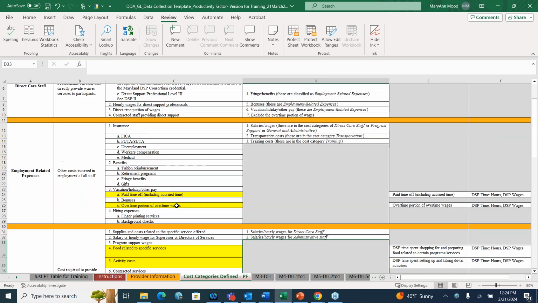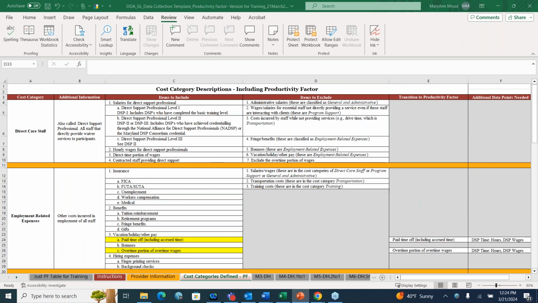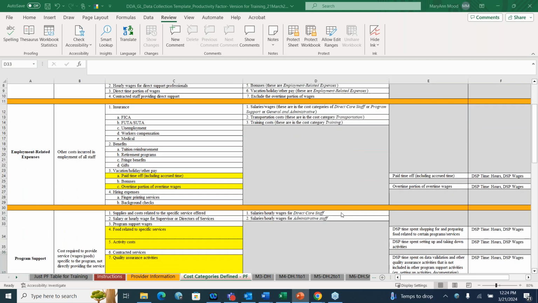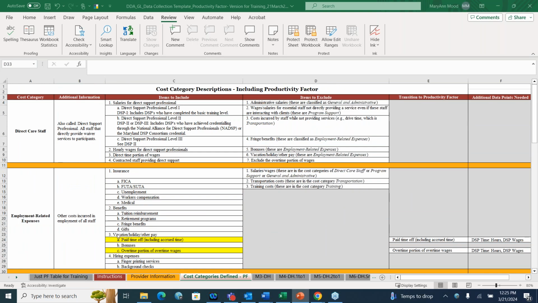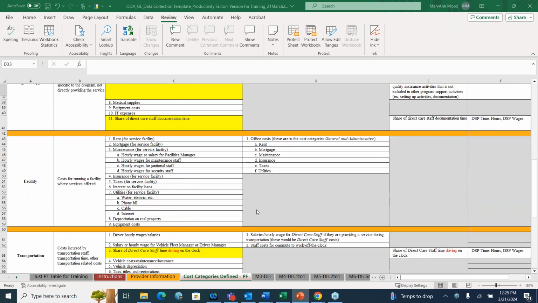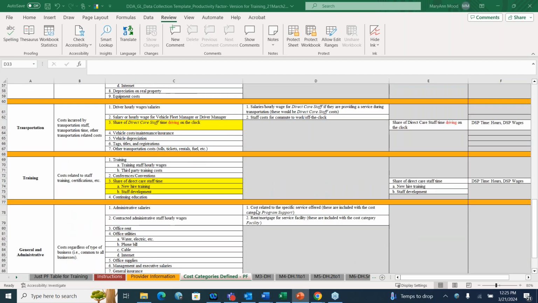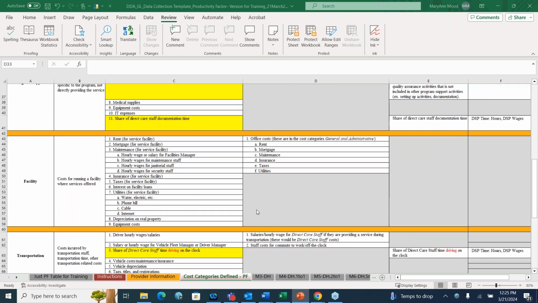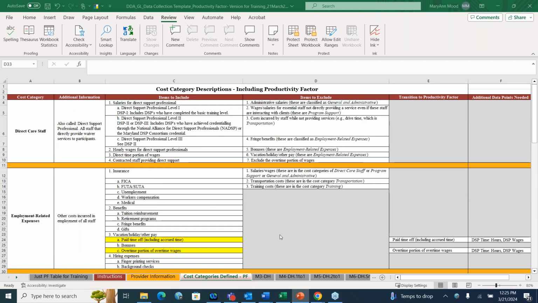I'm going to flip over. This is the cost categories defined tab. And it does go through each of the cost categories. The same 7 cost categories are in this tab. The biggest difference being the cost categories that we're looking at with respect to unbilled time and wages have been highlighted in yellow. So all 7 cost categories, your direct support staff, employment-related expenses, program support, facility cost, transportation, training, and general and administrative are all still on this tab because, again, you'll be filling out the entire template.